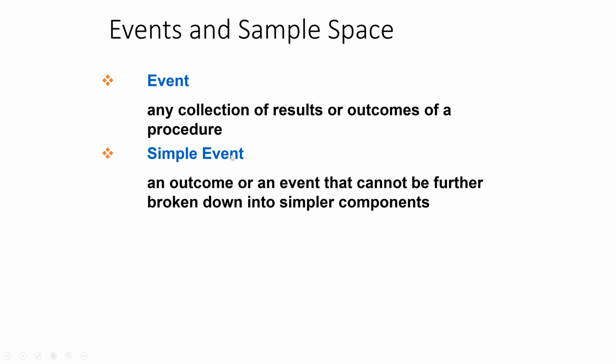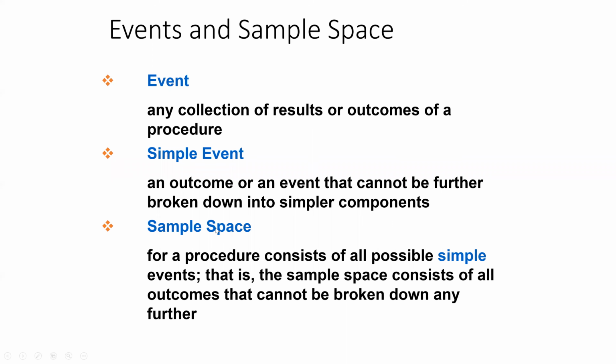Now, some of those events are so-called compound events, and some of them are more simple. For instance, if you're rolling a die, you could roll an even number, a 2, 4, or 6. That's a compound event because it's made up of a 2, a 4, and a 6. A simple event would be something like rolling a 3 or rolling a 4. Those are simple events because you can't break it down into smaller events. And the collection of all these simple events is called your sample space. It's a collection of all the simple events that can happen from your experiment or procedure.